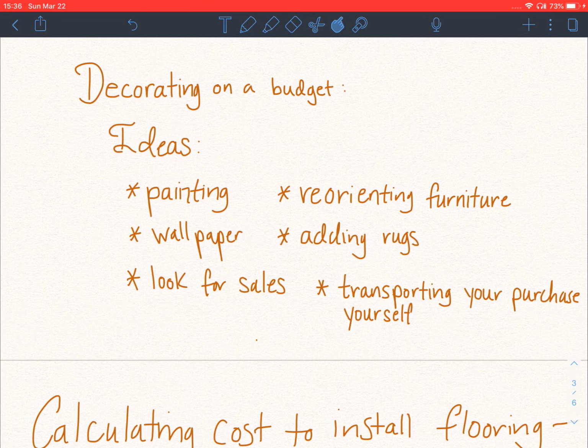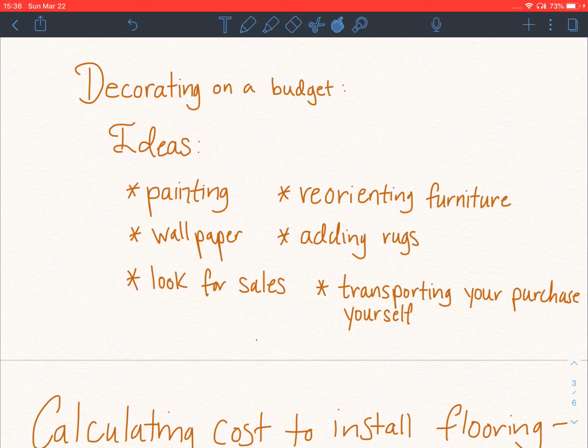There's also the idea of wallpaper. Nowadays they have sticky wallpaper. There used to be a process where you'd have to glue the wall and then roll the paper up the wall and cut it at the top, and that's no longer a thing now. They just have actual strips of sticky wallpaper and you just put it up there. You can look for furniture sales. You can use Facebook Marketplace to try to find some furniture sales.